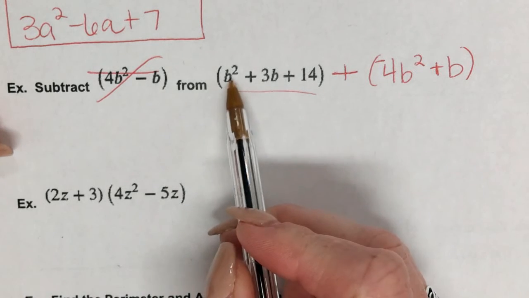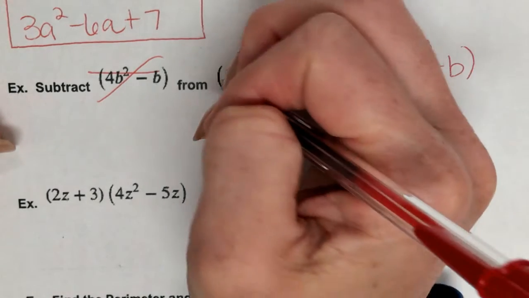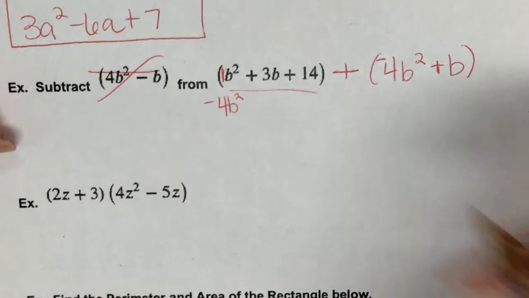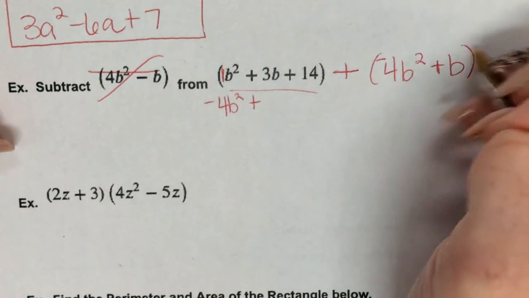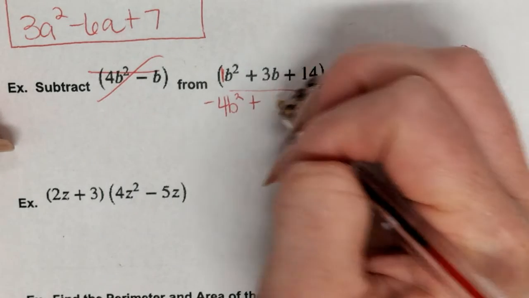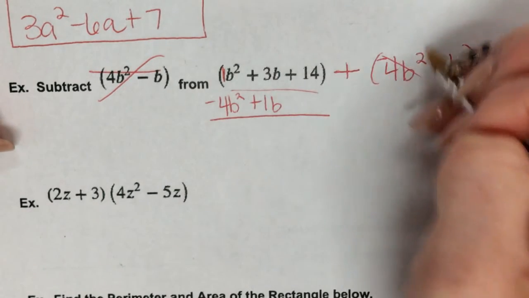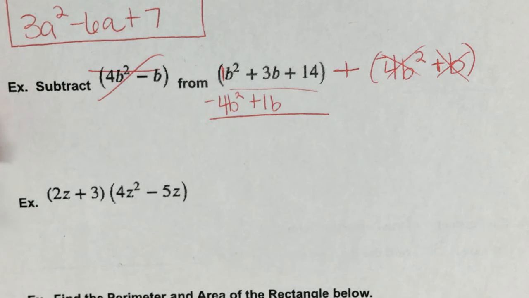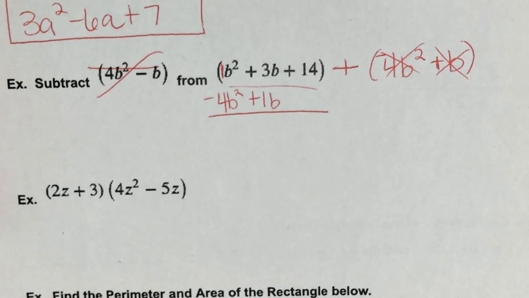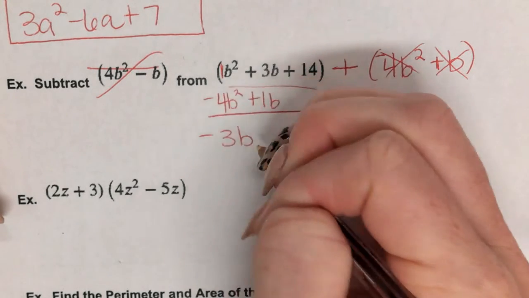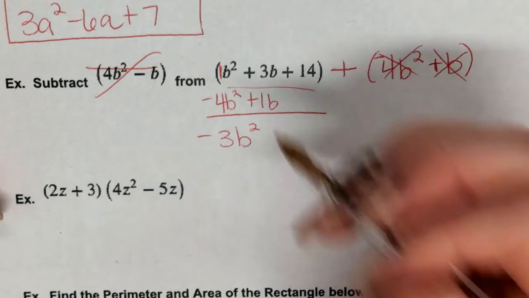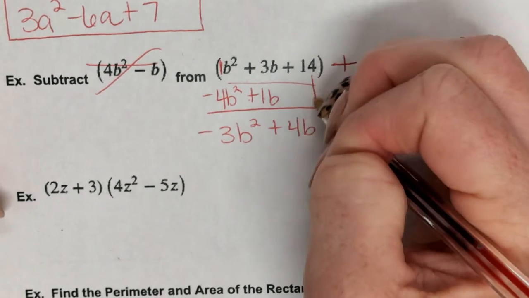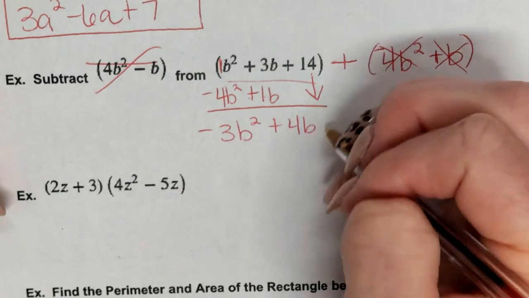What goes in front of this b squared? A 1. And so I have minus 4b squared. And then plus, what goes in front of this b? A 1, plus 1b. So now I can simply combine them. What's 1 minus 4? So I have negative 3b squared. What's 3 plus 1? Plus 4b. And this doesn't have anything to combine with it, so I just bring it down.